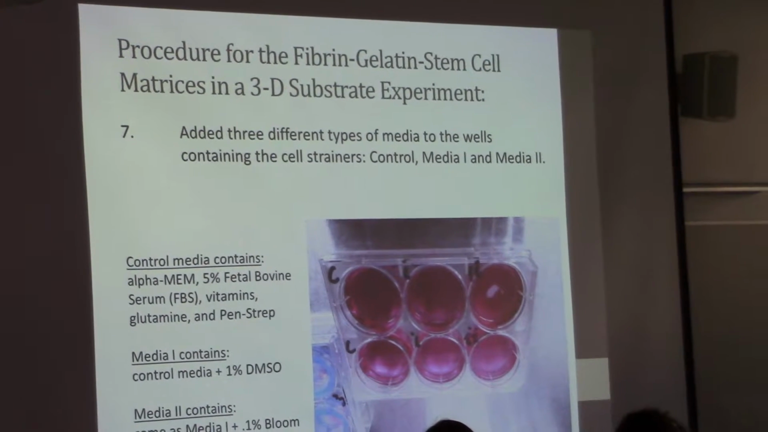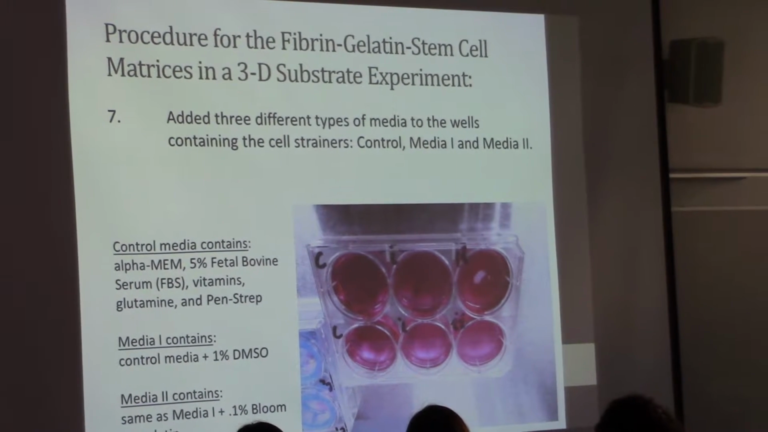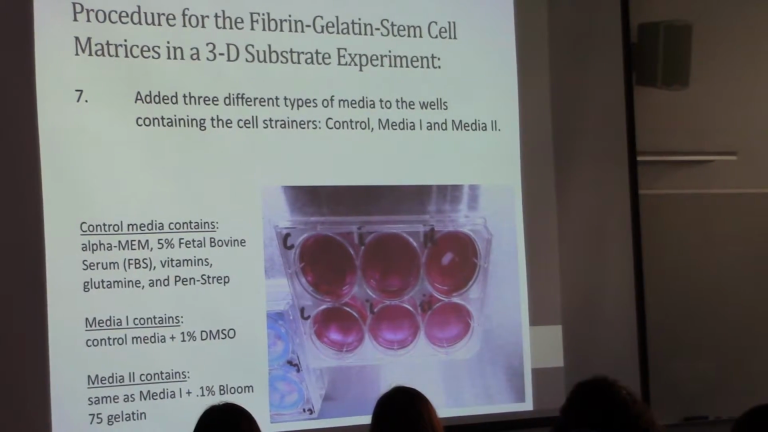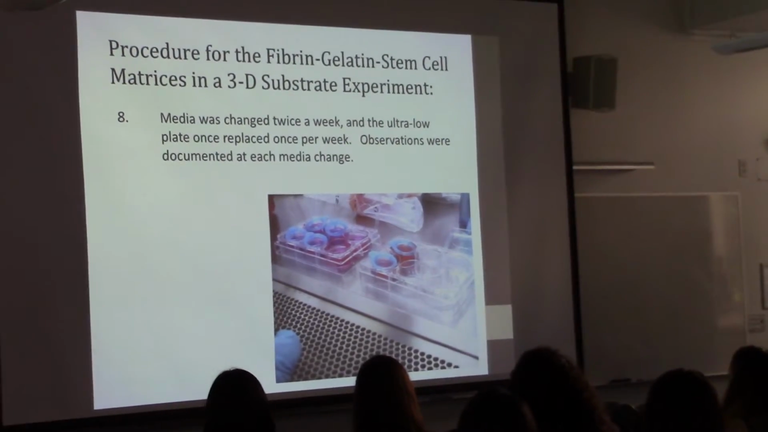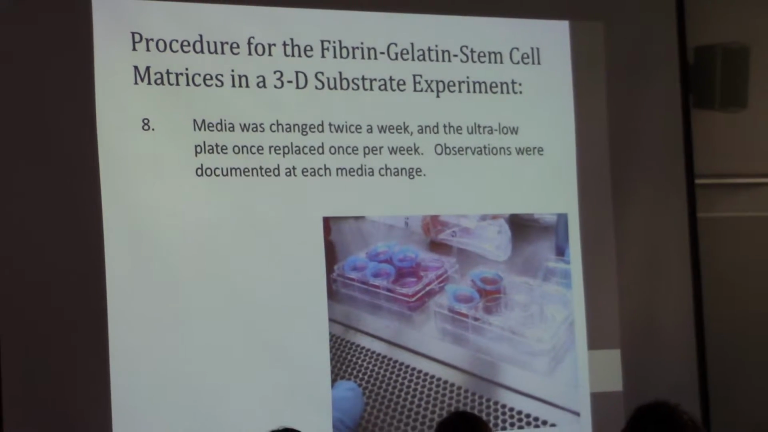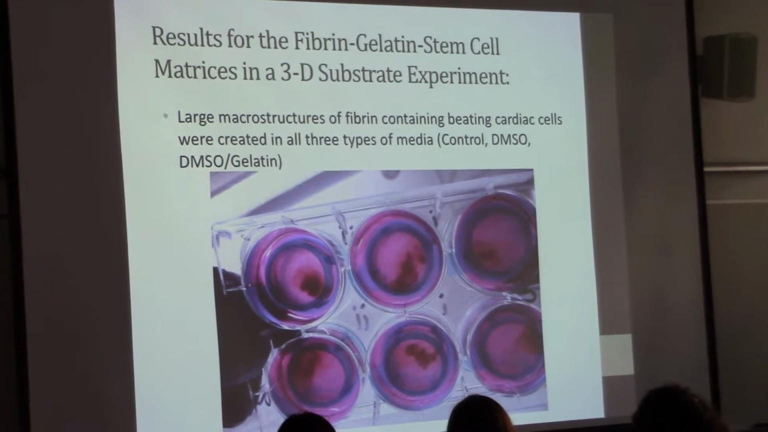We had 3 different types of media. The control media, which is on the far left, was just our standard alpha MEM mixture. Media 1 had DMSO in it, and media 2 had both DMSO and gelatin. We changed the media twice a week, and this is where we got all our observations and our documentation done. As you can see, these are some of the end results of this.